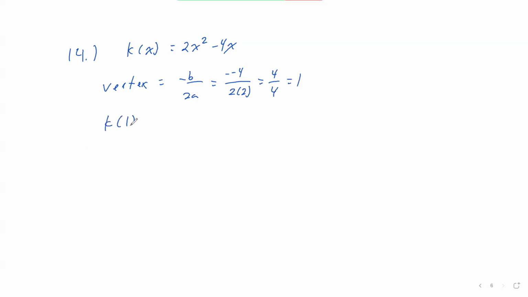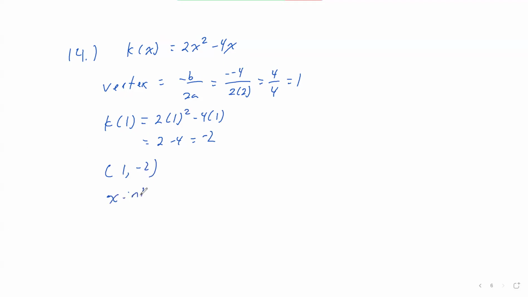14 is a little different. It says k of x is equal to 2x squared minus 4x. Nothing changes just because it doesn't have 3 terms. So the vertex is still going to be negative b divided by 2a. In this case, that would be negative negative 4 divided by 2 times 2, so that's 4 divided by 4, which is 1. When you plug 1 into the formula, you get 2 times 1 squared minus 4 times 1. So it's 2 minus 4, which is negative 2. So I still get (1, negative 2) as my vertex.